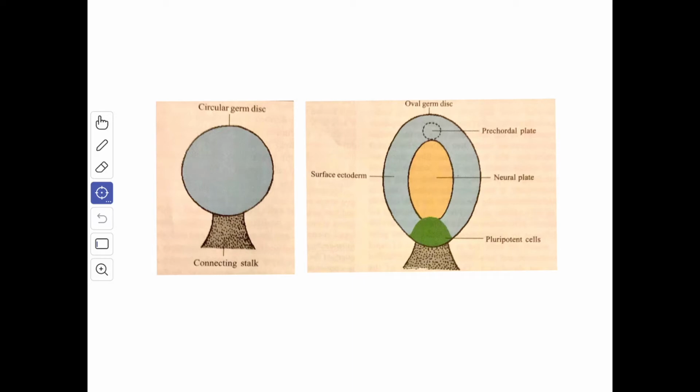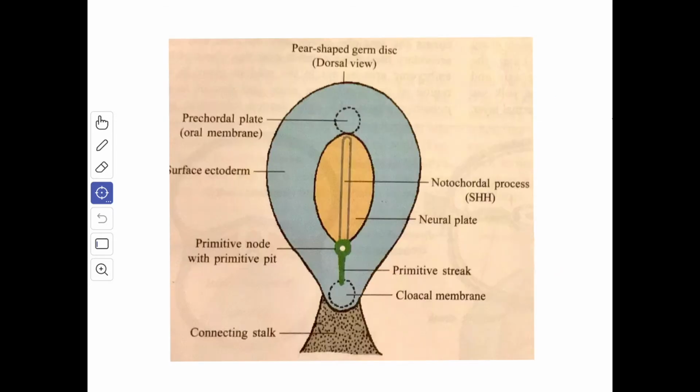The outline of the flattened germ disc is at first circular. It rapidly changes into an oval area, the maximum diameter of which indicates the future axis of the embryo. At about the 18th day of development, the disc becomes pear-shaped with a broad cephalic end and a narrow caudal end. The connecting stalk is attached to the caudal end of the disc.